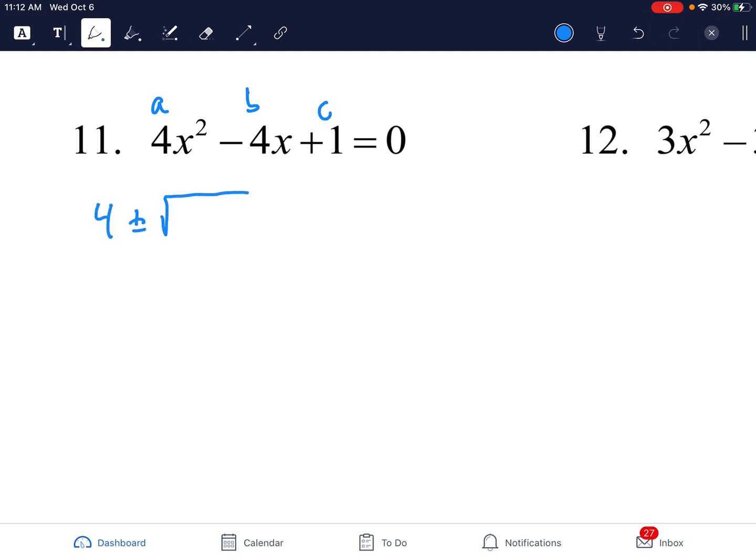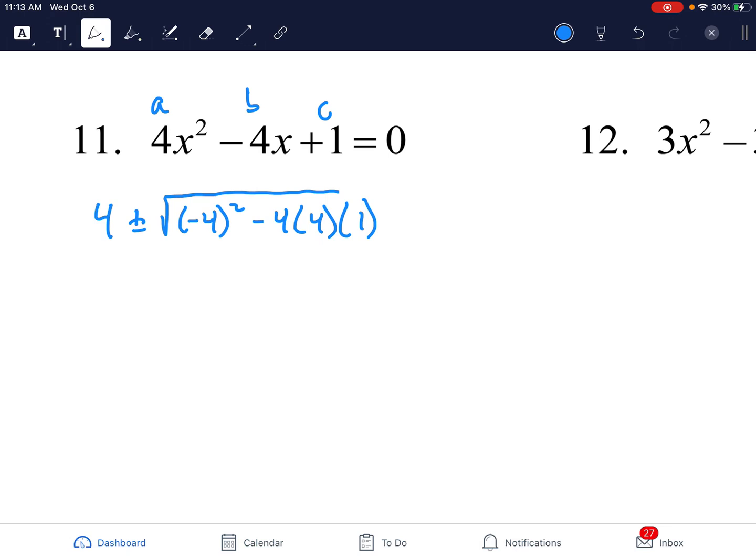Plus or minus the square root of negative 4 squared. Notice I put that in parentheses because when you square it, and it's a negative number, you should get positive 16. If you don't put it in parentheses in your calculator, you'll get a negative, and then you'll get the problem wrong. Minus 4 times 1.